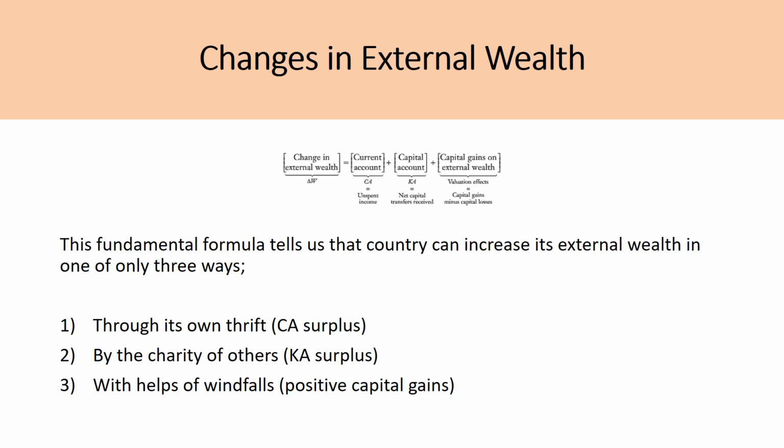This fundamental formula tells us that a country can increase its external wealth in only three ways: through its own thrift, meaning a current account surplus; by the charity of others, meaning a capital account surplus; or with the help of windfalls, meaning the valuation of external assets increases while the value of external liabilities remains the same. So there are three ways a country can change its wealth: its own thrift, the charity of others, or windfalls through valuation changes.